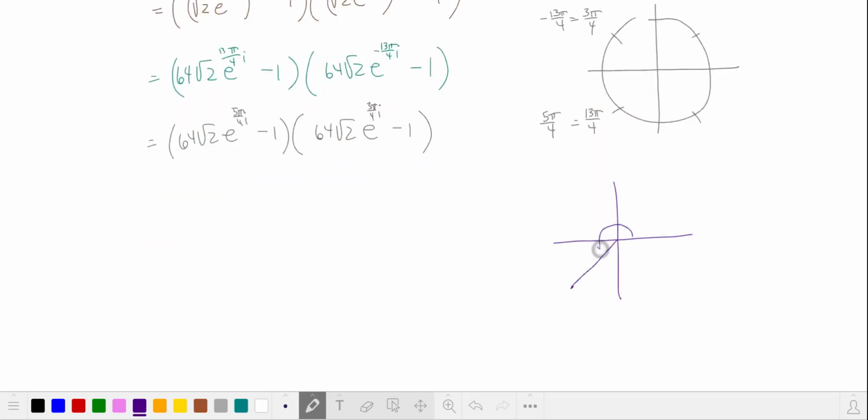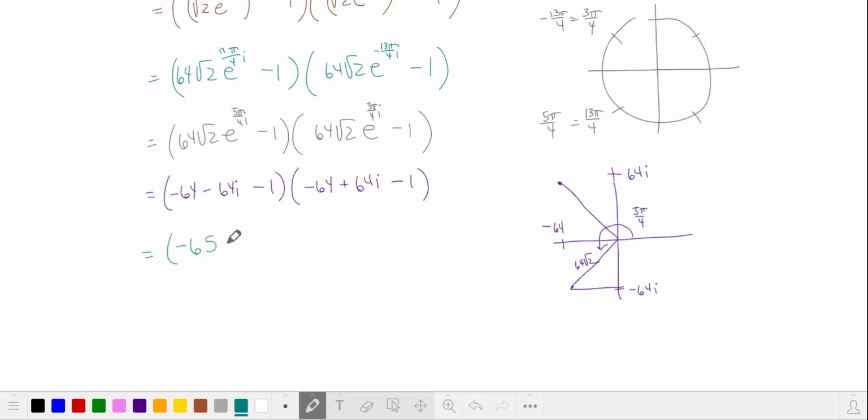This is our angle, 5 pi over 4. This is our magnitude, 64 root 2. So our rectangular coordinates are negative 64 and negative 64i. And then we still subtract 1. At 3 pi over 4, we're up here, and the imaginary part is positive 64i. And we'll simplify this to negative 65 minus 64i and negative 65 plus 64i.